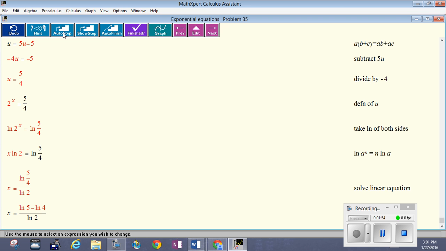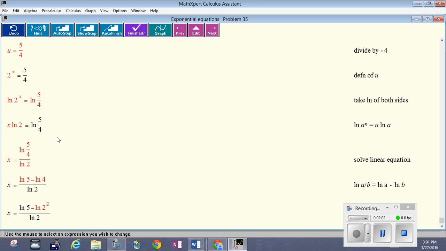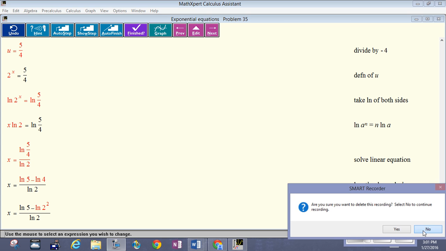It might change that a little bit. ln of 5/4 is ln of 5 over ln of 4. That's fine, and either one of those is acceptable as an answer. Okay, I would go back to this and say that's the answer, and that's fine. Okay, so we'll come back. We'll do another one in just a second.